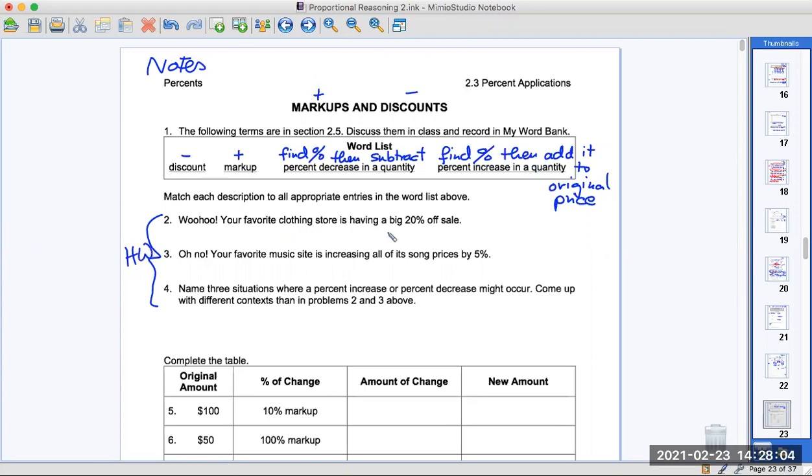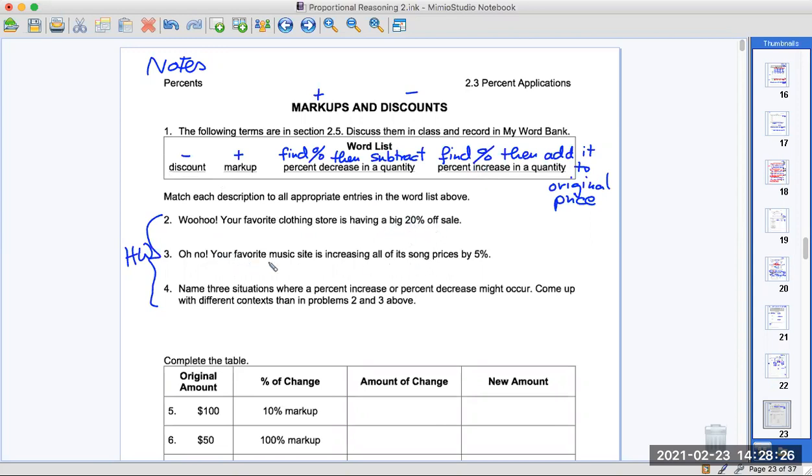Woohoo, your favorite clothing store is having a big 20% off sale. Is it a discount or a markup? Is it a percent decrease or a percent increase? Okay, so you pick from one of these 4 and decide which is it.